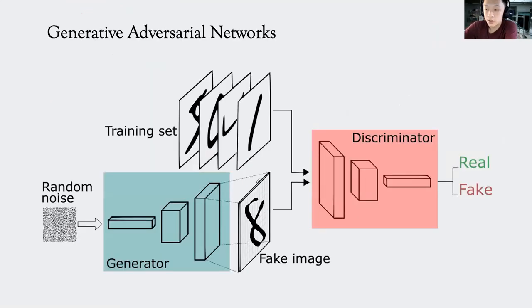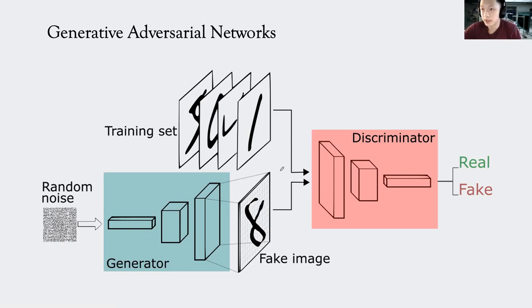And then finally, we'll talk very briefly about generative adversarial networks. This is a model that can generate things. It can learn to generate fake images of text. For example, if you wanted to be able to write numbers, you can use this framework to generate a fake 8, for example.